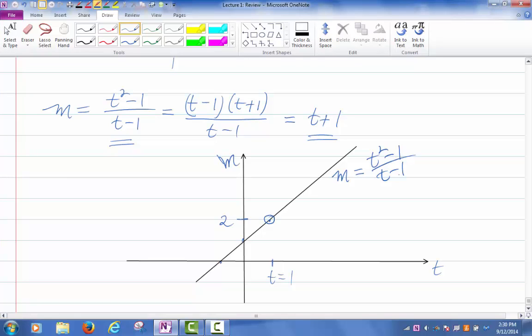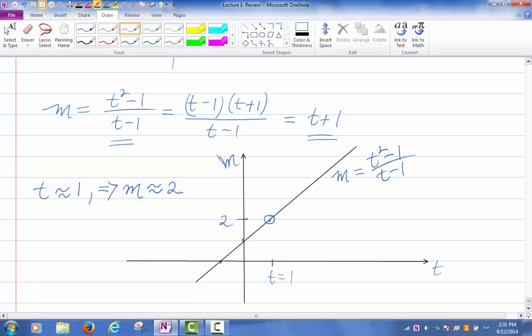Now let's study what's going on when t is close to 1, right? Is it clear that when t is close to 1, the value of the slope function, the ratio, is close to what? 2. Okay? So that tells me that the slope of the tangent at the point (1, 1) for the parabola should be 2. Am I making sense?